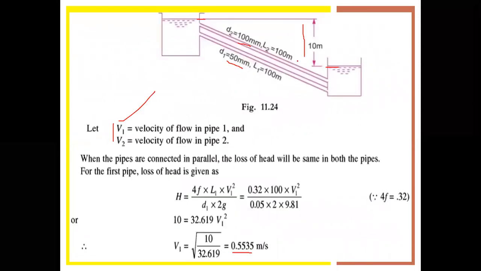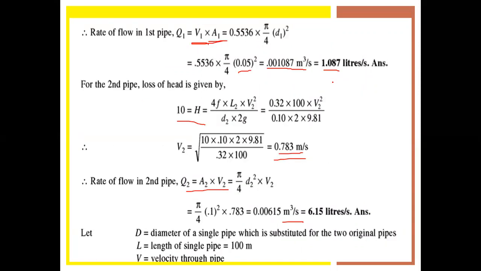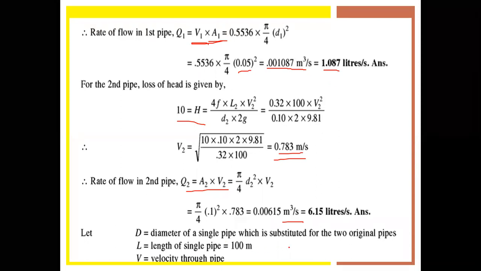So instead of having two pipes placed in parallel, if we place just one single pipe, then what are those measurements, he asked. Therefore the diameter of the single pipe which is substituted for the two original pipes, L is equal to the length of the single pipe, 100 meters, but the velocity through the pipe, capital V, and the diameter change.